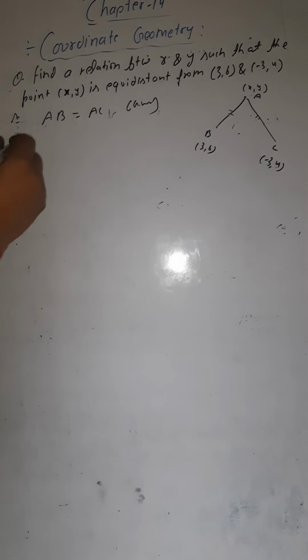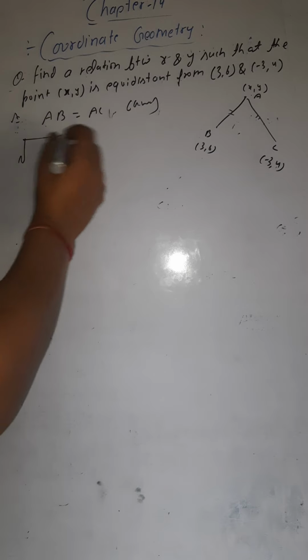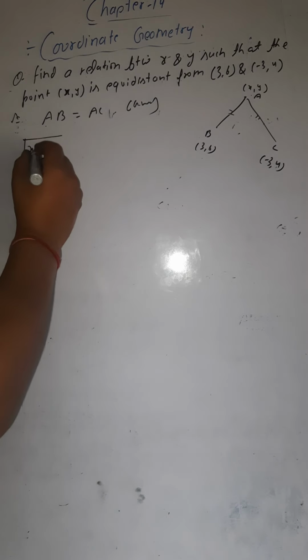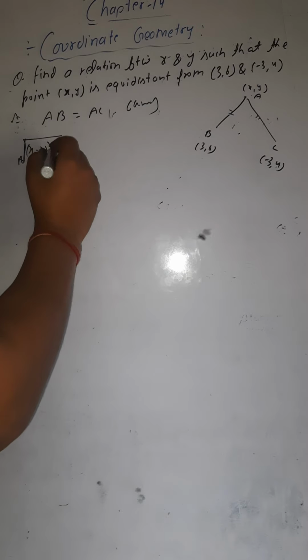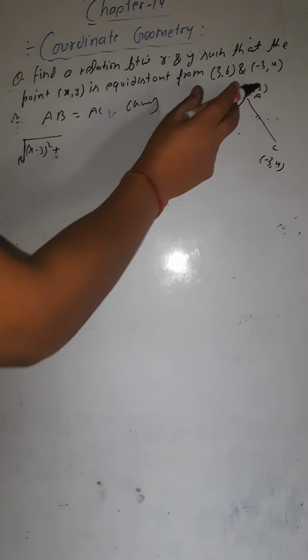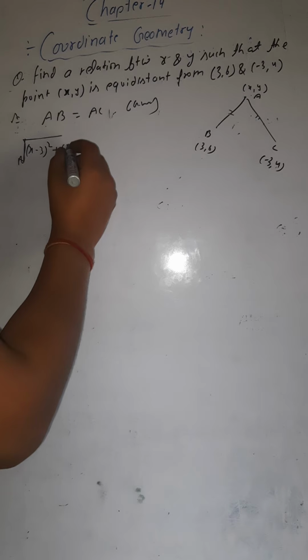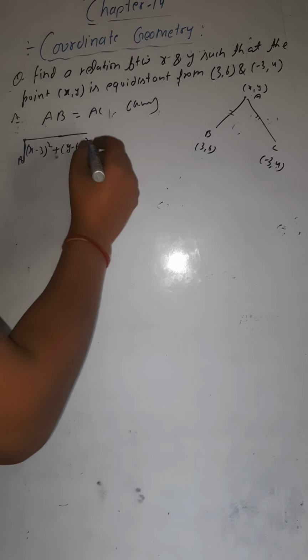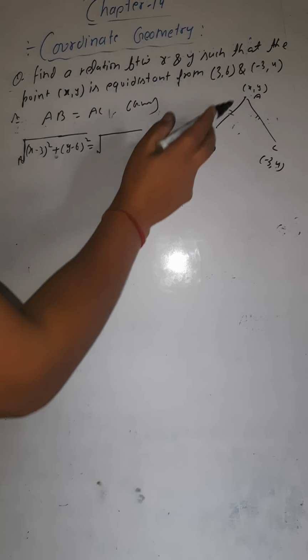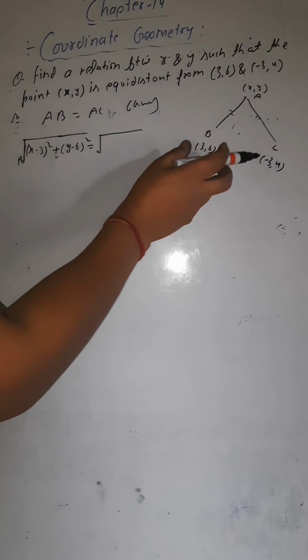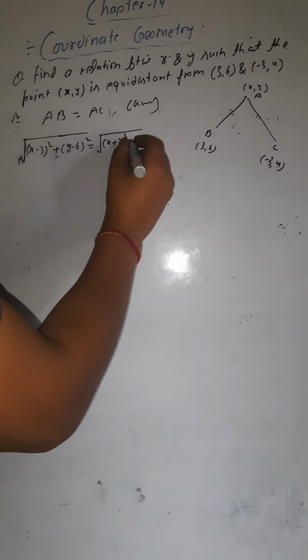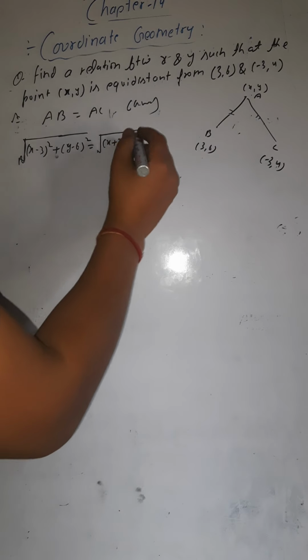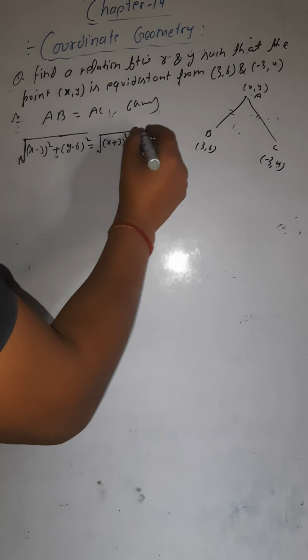It means, right here, the value of AB: x2 minus x1 means (x minus 3) whole square plus y2 minus y1 means (y minus 6) whole square is equal to, similarly, x minus minus 3 means (x plus 3) whole square plus (y minus 4) whole square.